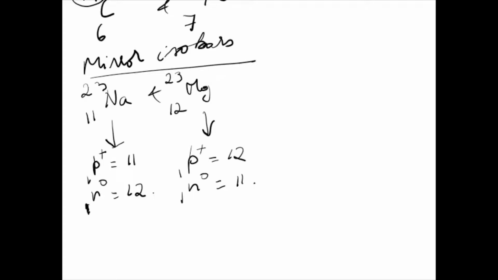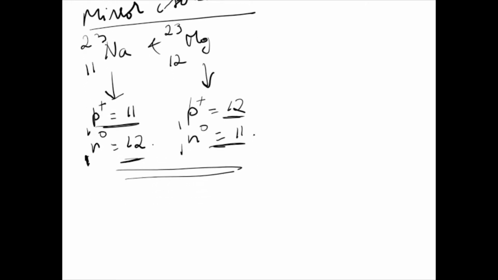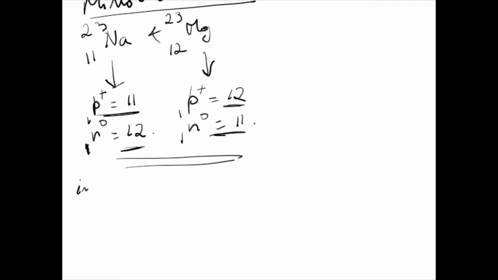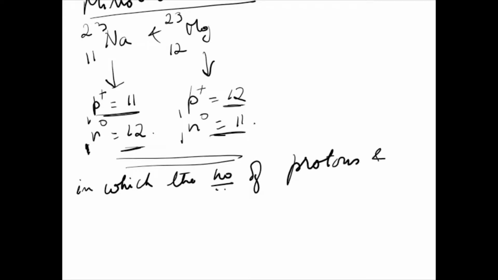Can you see what is happening? The number of protons and neutrons are exchanged. Here number of neutrons is 12, number of protons is 12. Here number of protons is 11 and here number of neutrons is 11. So these are called mirror isobars. What are mirror isobars? Those in which the number of protons and neutrons are interchanged.